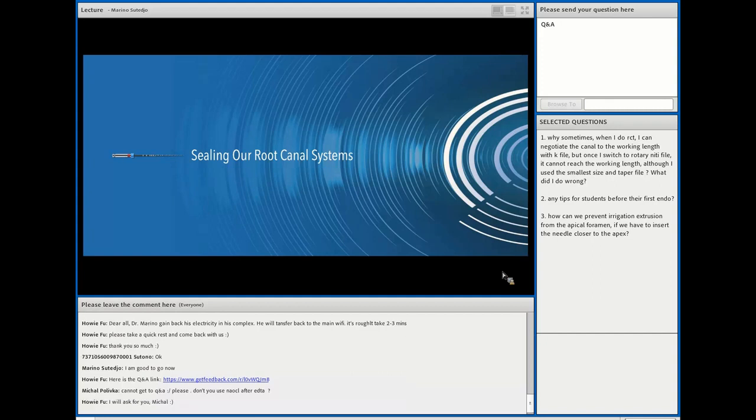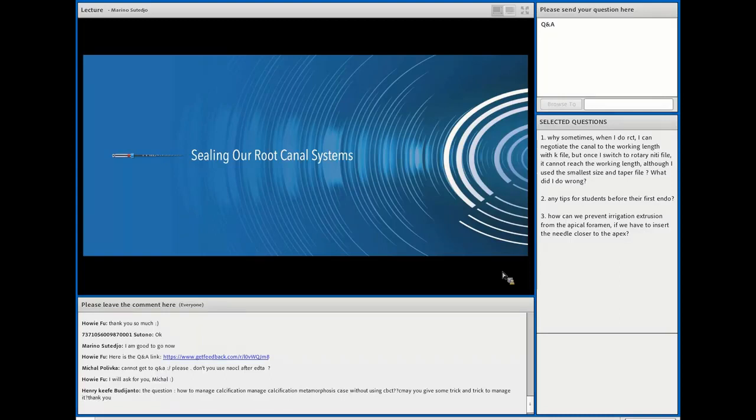What about the necrotic tissue? It is almost the same story. That's why nowadays, with the advance of the nitrile instrumentations, in my personal opinion, I would say that the rotary instrumentation is safer and more predictable compared to the manual nitrile.